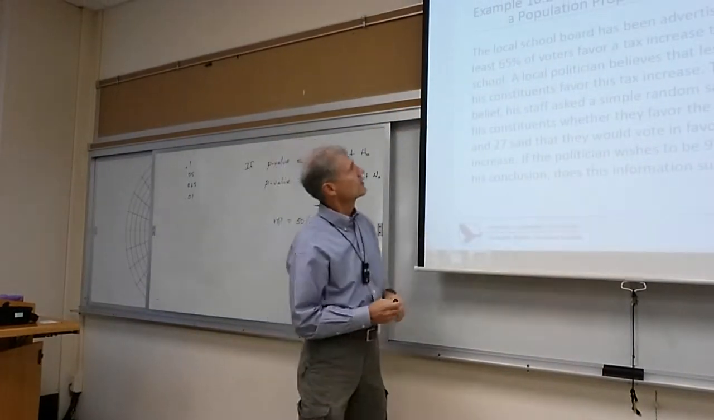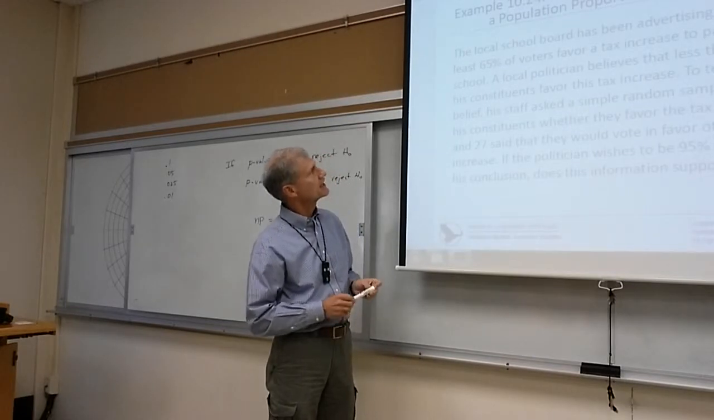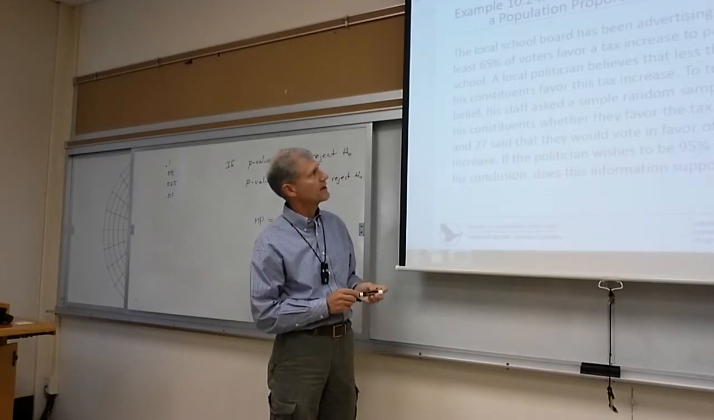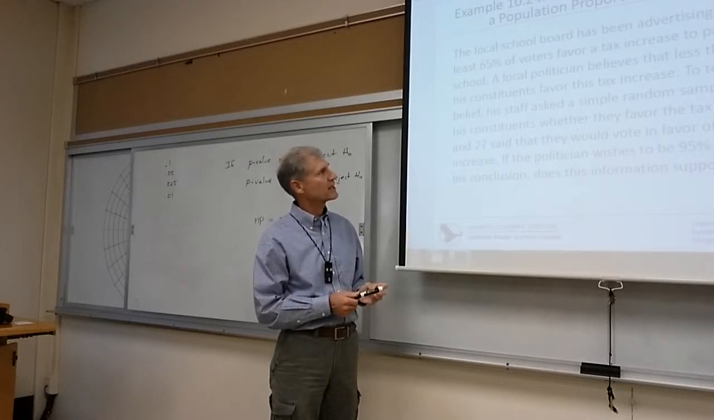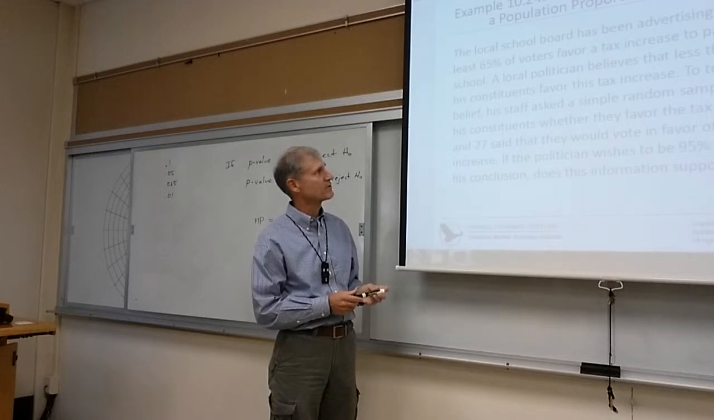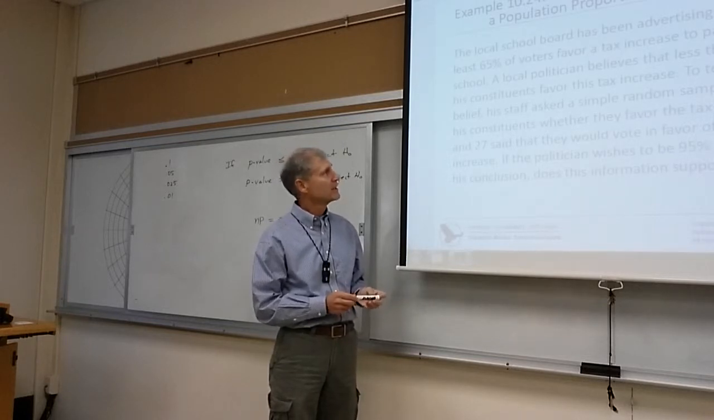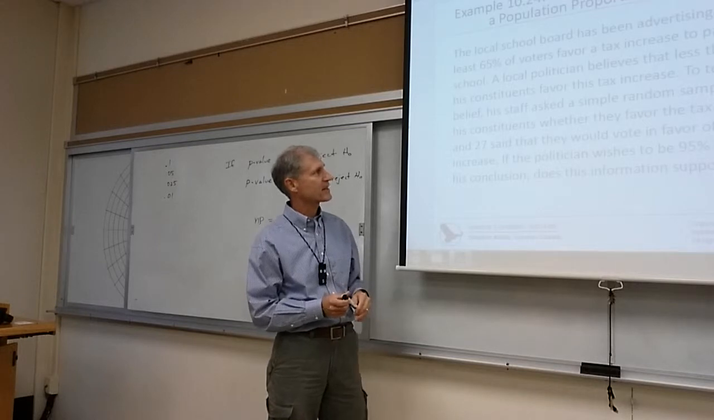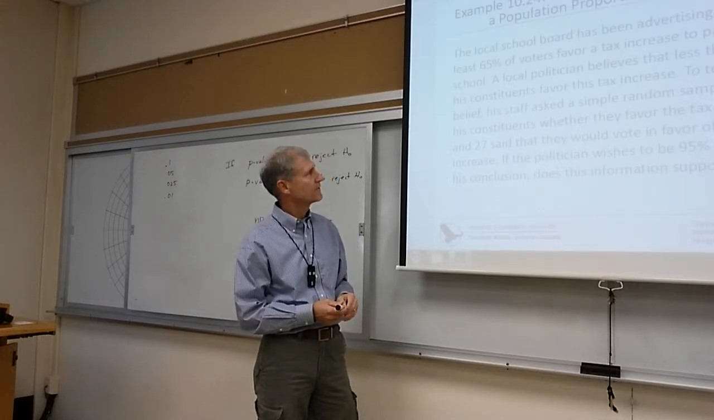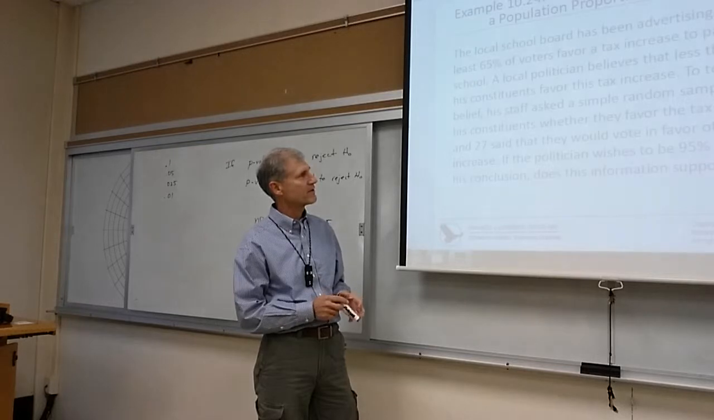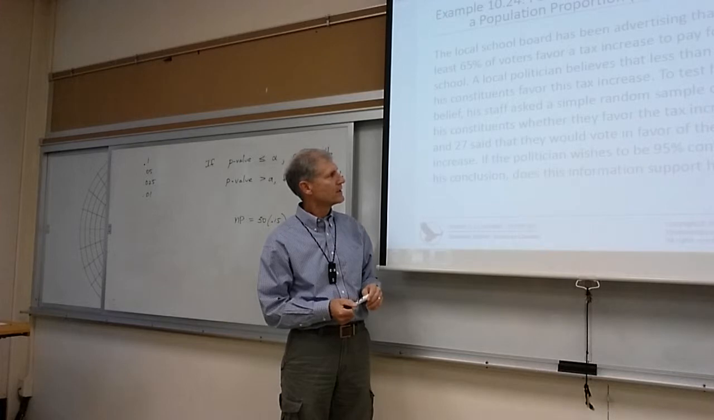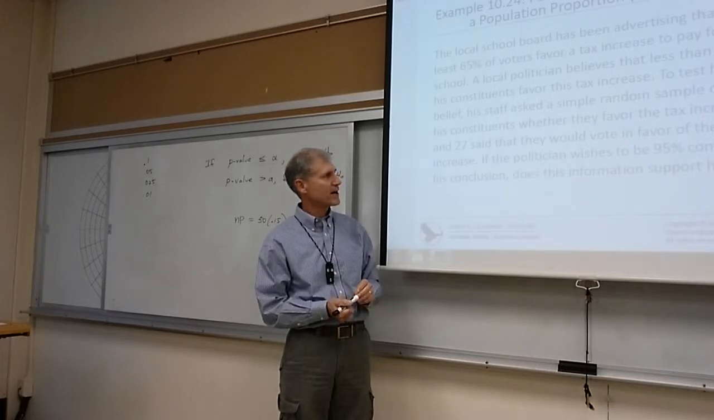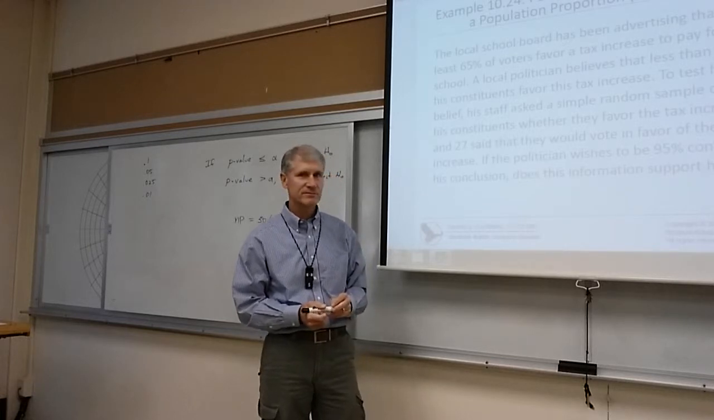So here we go. A local school board has been advertising that at least 65% of voters favor a tax increase to pay for a new school. A local politician believes that less than 65% of his constituents favor this tax increase. To test his belief, his staff asked a simple random sample of 50 of his constituents whether they favor the tax increase, and 27 said that they would vote in favor. If the politician wishes to be 95% confident in his conclusion, does this information support his belief?